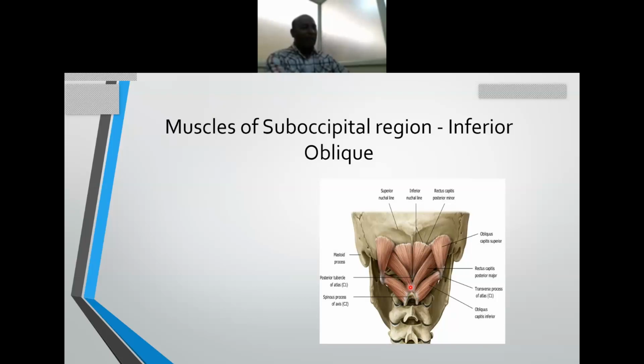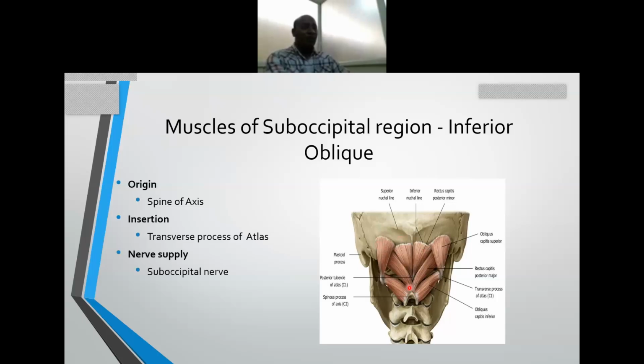Okay, and obliquus capitis inferior arises again from the transverse process of the C2 vertebra and inserts into the tubercle on the transverse process of the atlas vertebra, that is the C1 vertebra. Then obliquus capitis superior arises from the transverse process of the C1 vertebra and attaches to the lateral part of the inferior nuchal line and the area between the superior nuchal line and the inferior nuchal lines. Okay, so those are the muscles forming the suboccipital triangle boundaries.